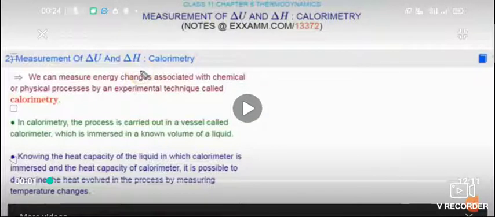Dear children, we have seen in previous classes what internal energy and enthalpy are. What do you mean by enthalpy? It is defined as the total heat content of the system. It is equal to the sum of internal energy and pressure-volume work. So the absolute enthalpy of a system cannot be determined, and H is a state function.